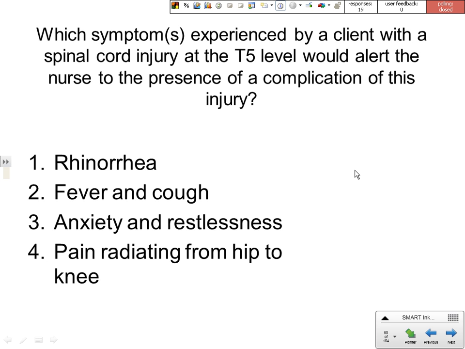Are we going to have rhinorrhea? No, because we don't have a head injury. We don't have anything going on upstairs here. So now we're down to fever and cough and anxiety and restlessness. Why anxiety and restlessness?